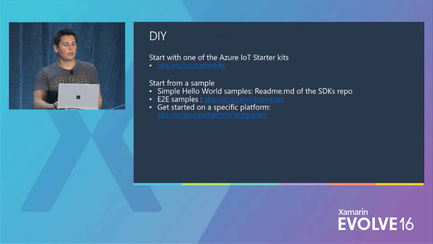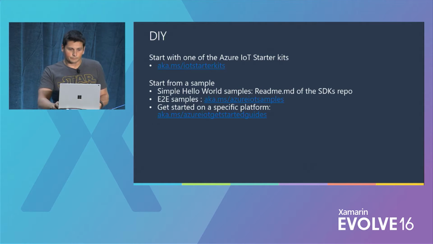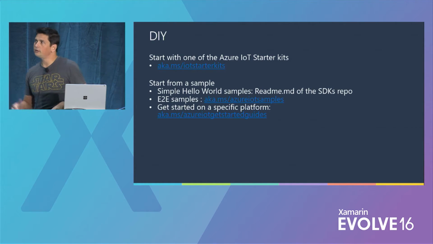The second one is a set of samples. We have end-to-end samples that we're publishing. This is all open source. If you are building your own IoT solution using Azure IoT, please feel free to submit a new sample. I'll be more than happy to integrate that into our repositories. So you can look at the ak.ms Azure IoT samples link. There's plenty of things here. And there's something else you're going to see soon as well.